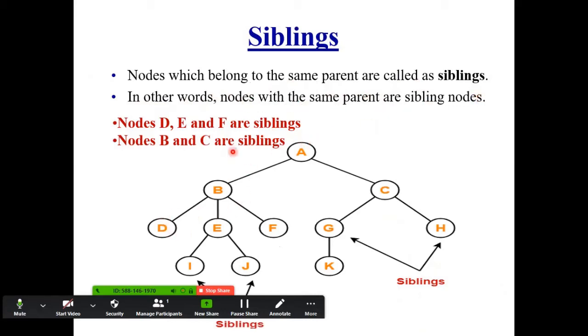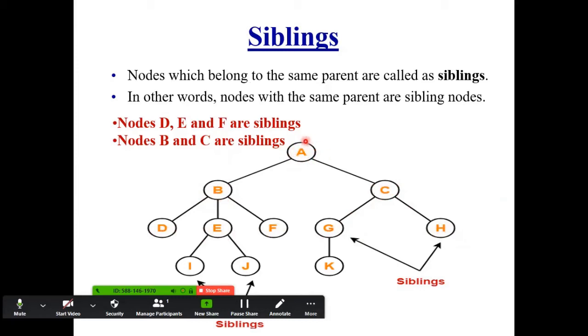Let us take the example of node B. Node B is the same parent for what? Node D, node E and node F. So I can say node D, E, F are siblings. Let us take the example of node C. Node C is a parent of what? G and H. So for G and H, the common parent is C. So I can say G and H are siblings.